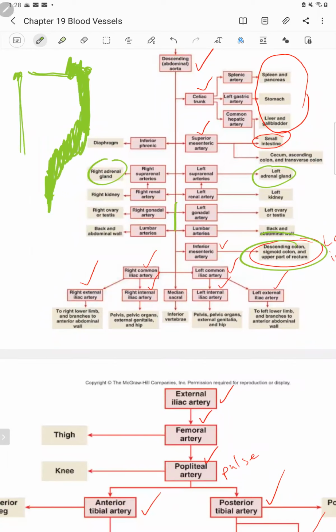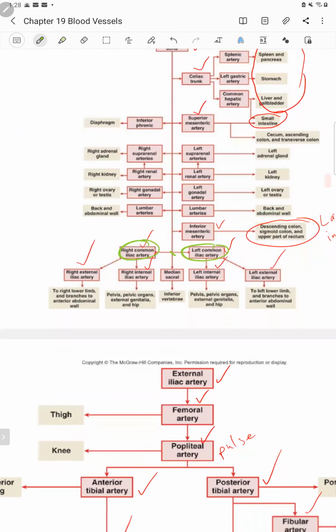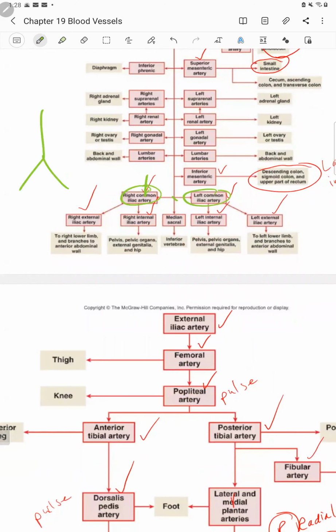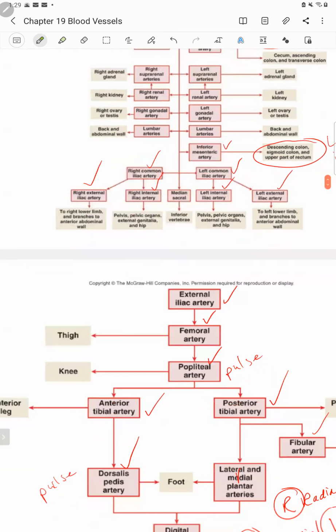Okay, now we're getting into like the belly button area. And now it's gonna split. You're gonna have the right and left common iliac artery. Okay, there's that word common, which means a fork in the road is coming up, and so that's going to split into the right external and internal artery. If you have a right, you have to have a left.